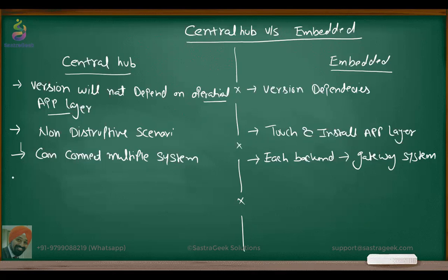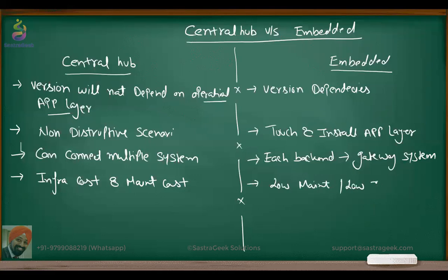In central hub, we have more components. Your infrastructure would be more. You have two systems, so your maintenance cost would be more. So infra cost and maintenance cost are high in the central hub scenario. In the embedded one, it would have low maintenance and low infrastructure cost.